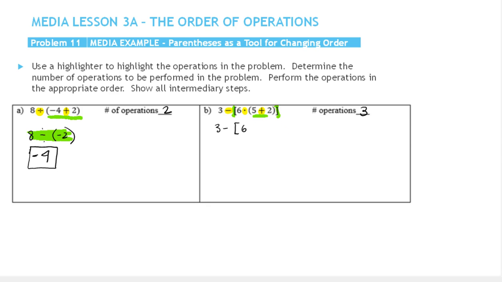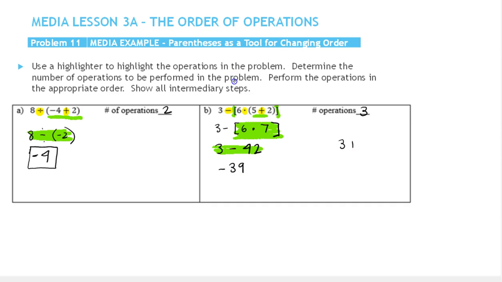So I'm actually going to, oh, I took too much out. So this would be 6 times 7. Close the bracket. So now brackets work just like parentheses. So we have subtraction, we have multiplication. Multiplication would come first anyway, but we're actually doing this first specifically because it's in brackets, which are equivalent to parentheses. So now we have 3 minus 42. Okay. And now we have subtraction. It's our last operation, so it comes next. And 3 minus 42 is -39.